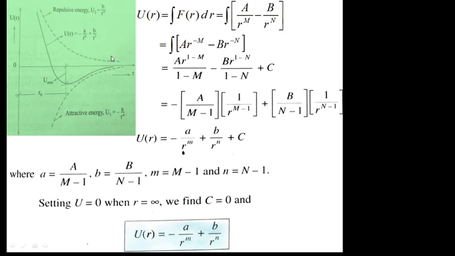Repulsive energy will be positive because work done by the system, and attractive energy is negative because work done on the system. Okay, so repulsive and total energy, माने summation of the repulsive and the attractive, that is capital U of R, that I am taking.